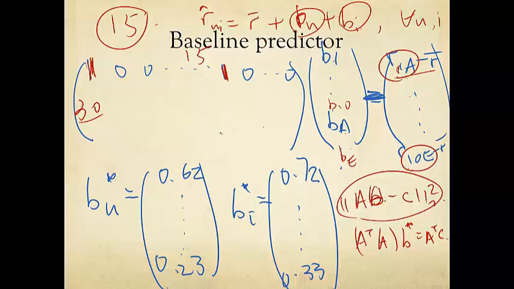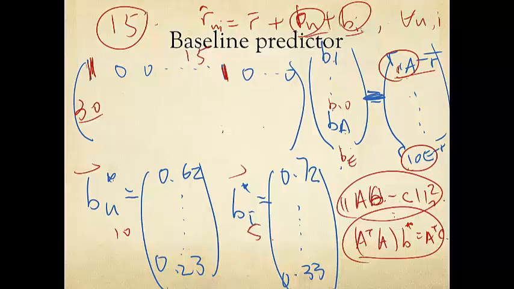So now that we have defined A, b, and c, we can use this equation as the solution to this least squares problem, and the resulting solution bu vector star and bi vector star are just partially shown here. This is 10 entries, this is 5 entries. And then you can stick these back into the predictor here with the optimized bu, bi by training, and then you got the baseline predictor. Okay, that's step number 1.